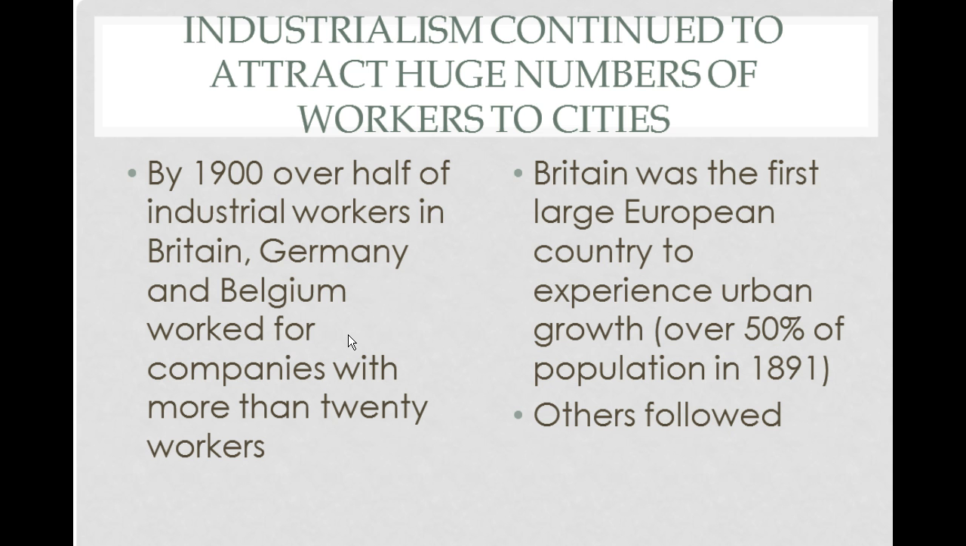Britain was actually the first large European country to experience urban growth, with over 50% of the population living in urban areas in 1891. London was by far the largest city in Europe at this time. But the population of Europe is going to increase by 50% between 1870 and 1914. That's a lot of labor force. That's a lot of people. And we're going to see that's a lot of individuals to go off to war.